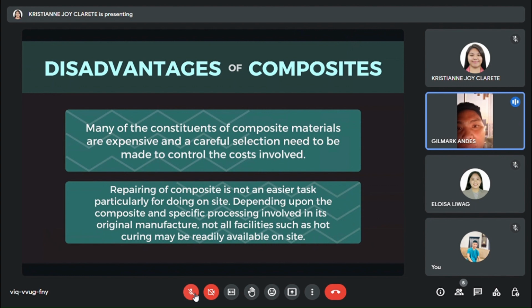Depending upon the composites and specific processings involved, it is original manufacturers. Not all facilities such as hot curing may be readily available on sites.